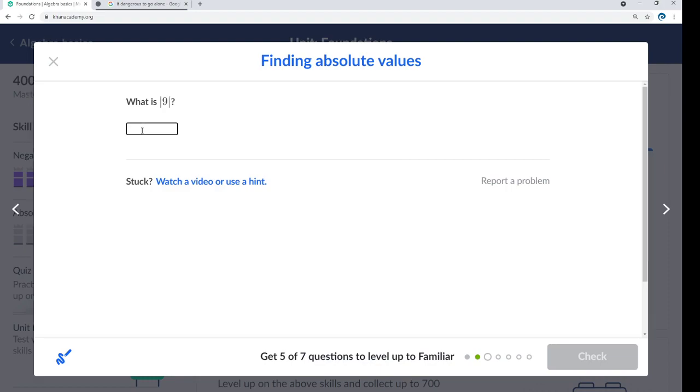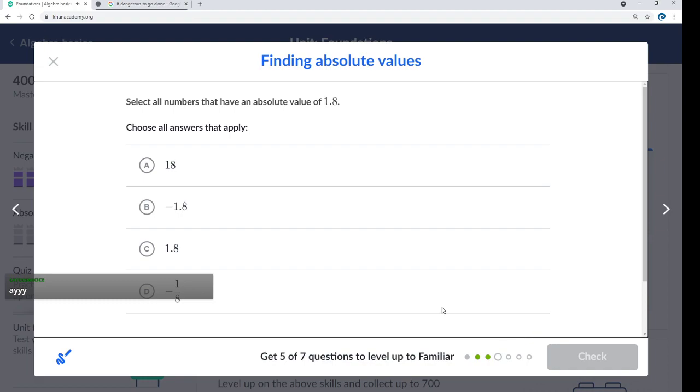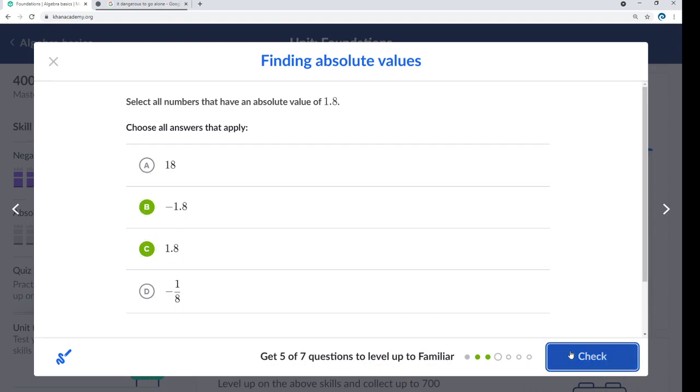What is 9? Oh, okay. So this little symbol here means absolute value. Okay, I forgot all about that. All right, so absolute value of 9. It's going to be 9, right? And then select all the numbers that have an absolute value of 1.8. That's going to be negative 1.8 and 1.8.